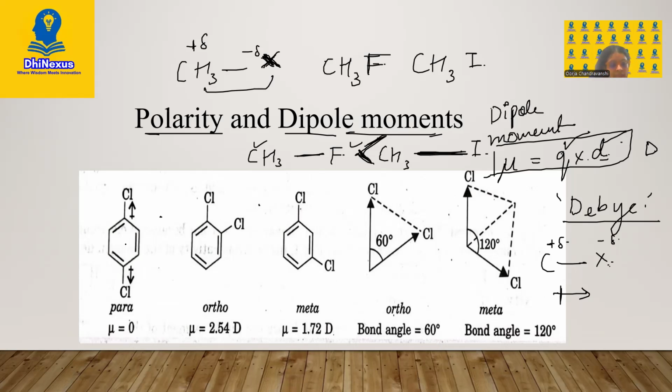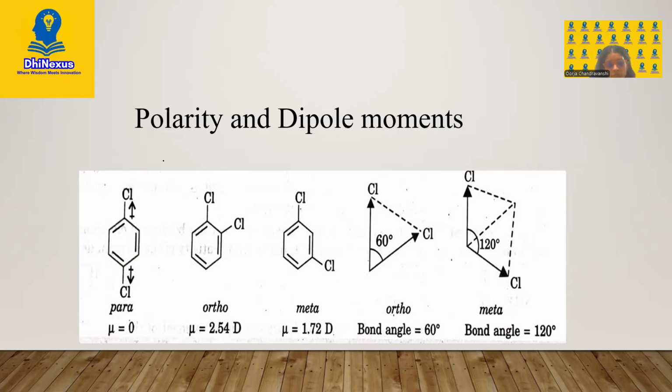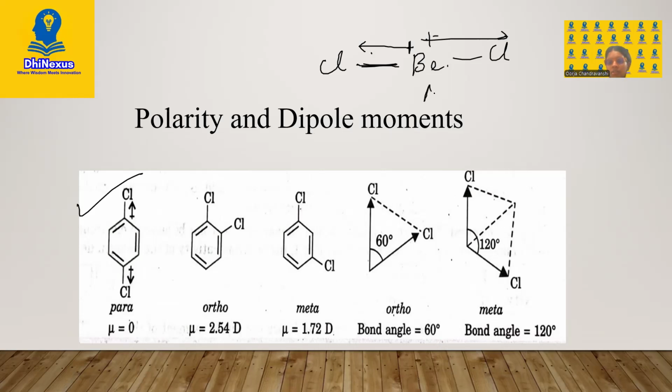If I talk about aryl halides, there's one more thing we should know before that: if you have, for example, BeCl2. This is not an alkyl halide example, but just to make you understand the concept about symmetry. My dipole moment would go in this direction. So what we're observing is that there is an equal and opposite movement of dipole. So in such a case, the dipole moment gets cancelled and we get a zero dipole moment.